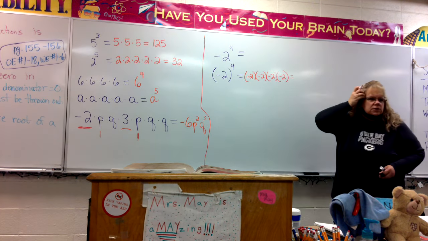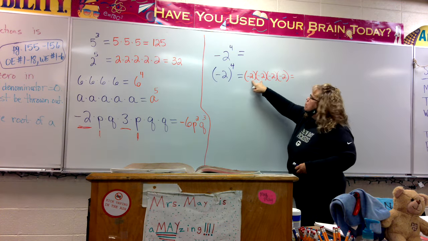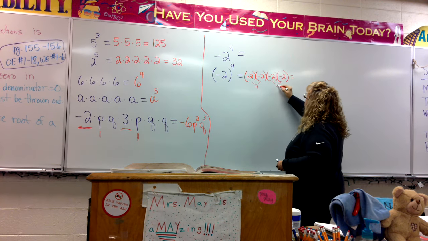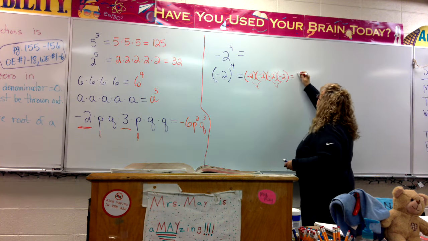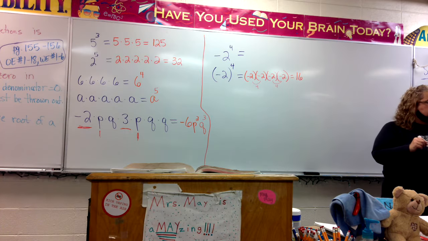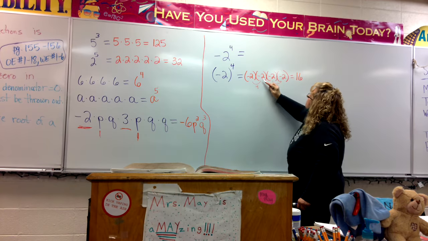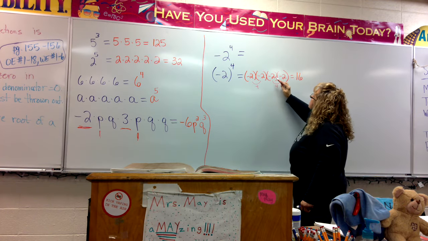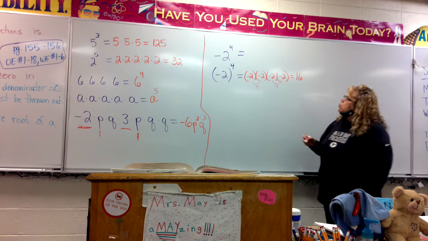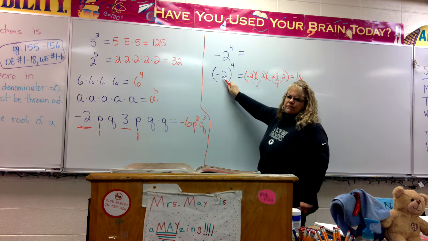What is that? Negative 2 times negative 2 is 4. Negative 2 times negative 2 is 4. 4 times 4 is 16, right? Or you could just go, this is 4. 4 times negative 2 is negative 8. Negative 8 times negative 2, positive 16, right? But what this means, when there's parentheses, it means take all of that times itself 4 times.